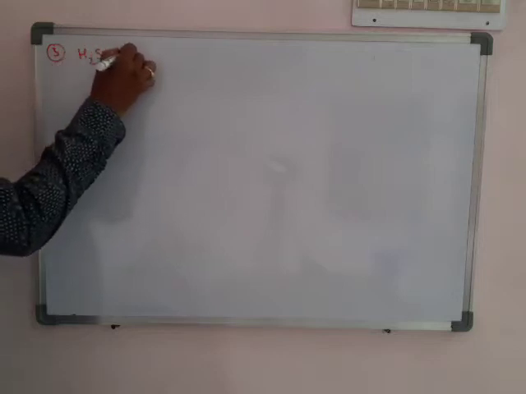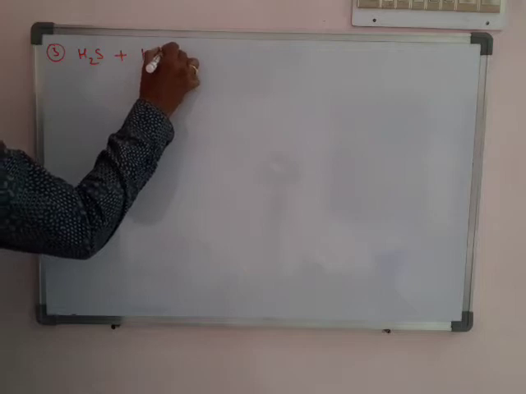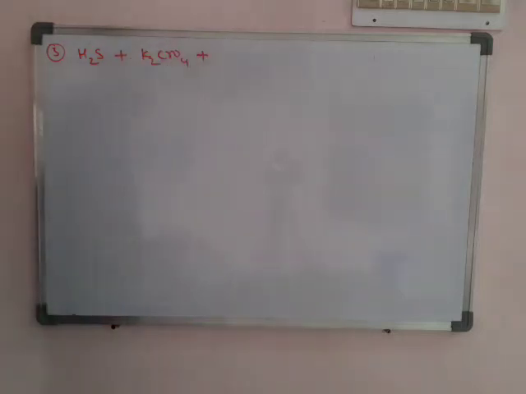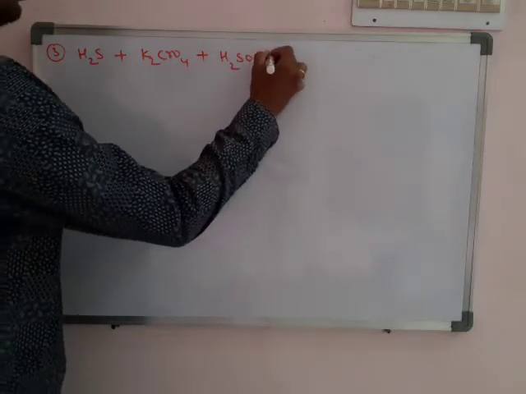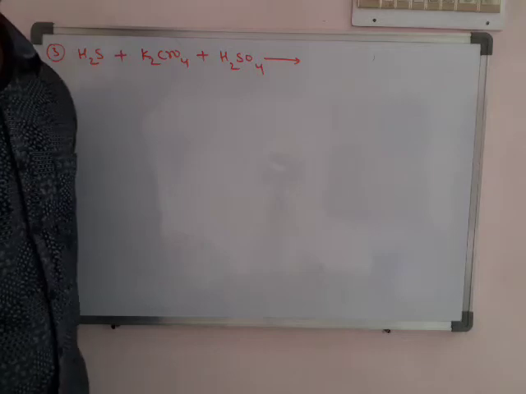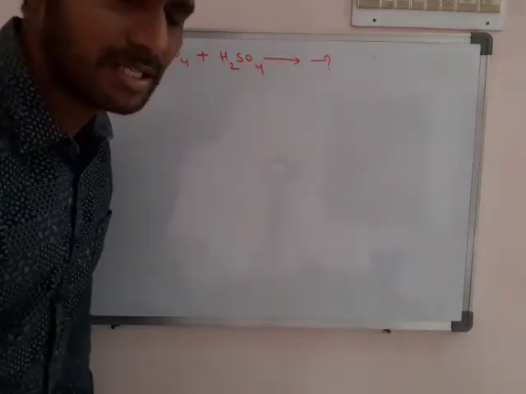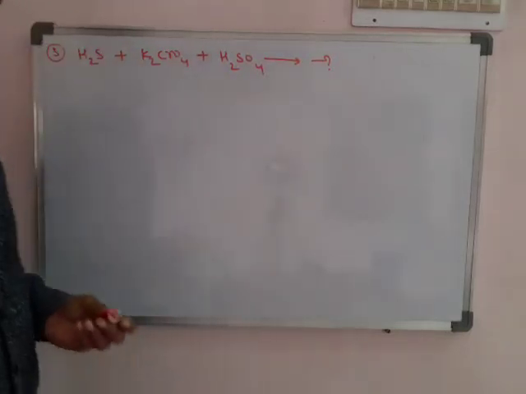Because see, the H2S plus K2CrO4, potassium chromate, plus in acidic medium H2SO4, gives... nothing is given on the product side. Totally we have to guess and balance the equation.